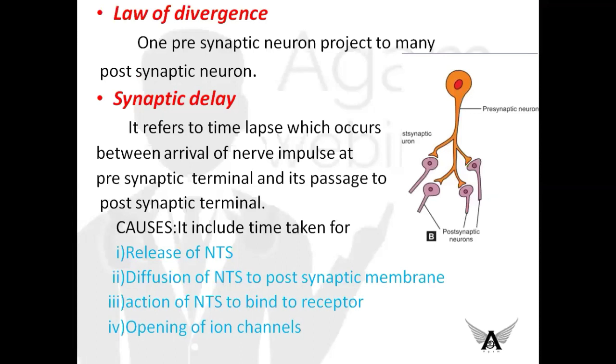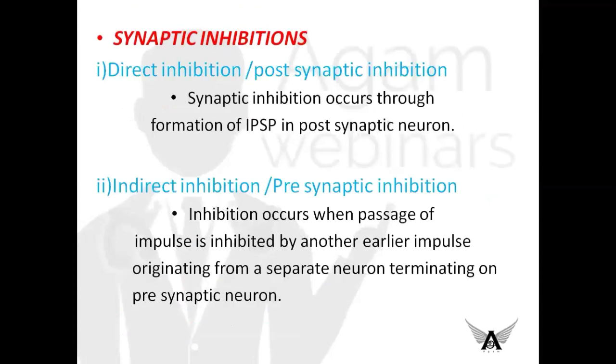Remember the four causes. Next point is synaptic inhibitions. There are four types of inhibitions. First one is direct inhibition. Here the inhibition occurs through formation of inhibitory postsynaptic potential. That is, whenever there is inhibitory neurotransmitter release, it forms IPSP, and this type of inhibition is called direct inhibition or postsynaptic inhibition.